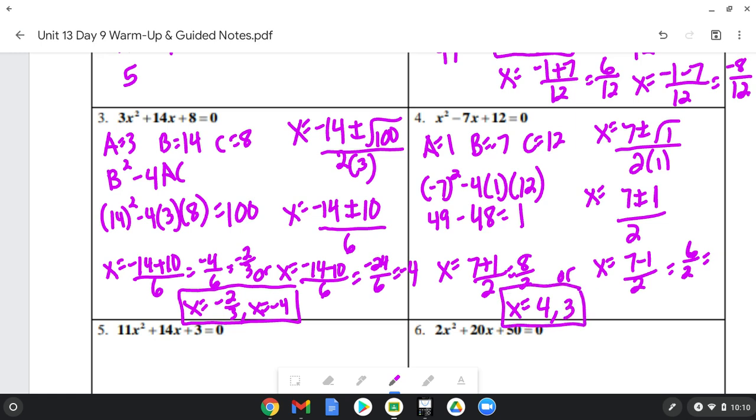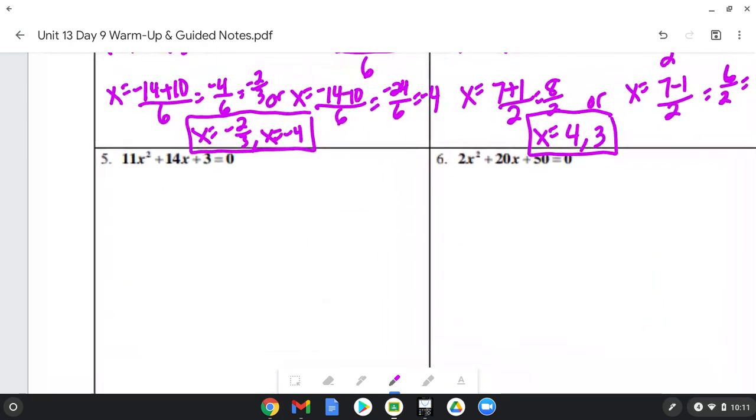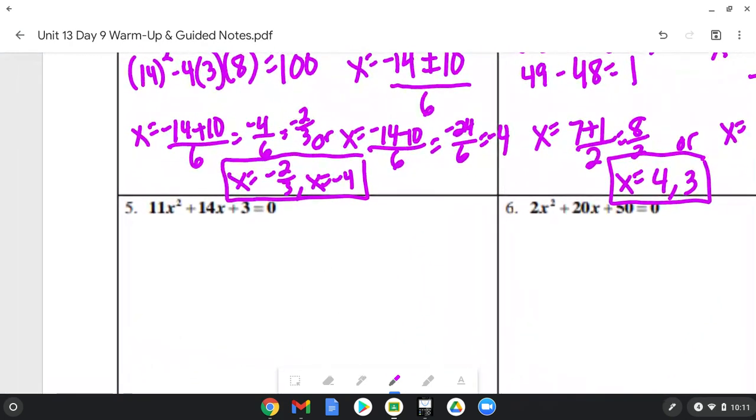And I think if we factored that, that would be our two answers at the end, because I think the multiple of 12 that adds to give me -7 would be -4 and -3. And then when you solve, you'd get +4 and +3 when you get x by itself. All right, so last two. That'll be it for today.